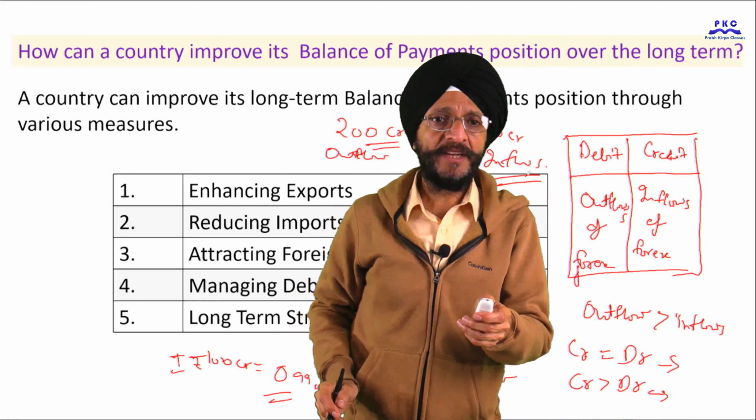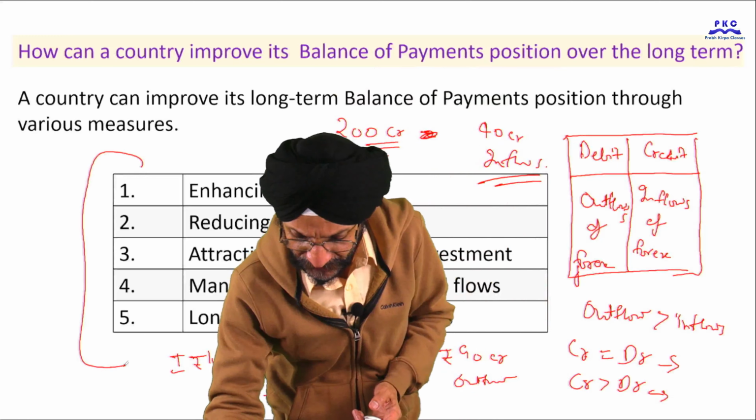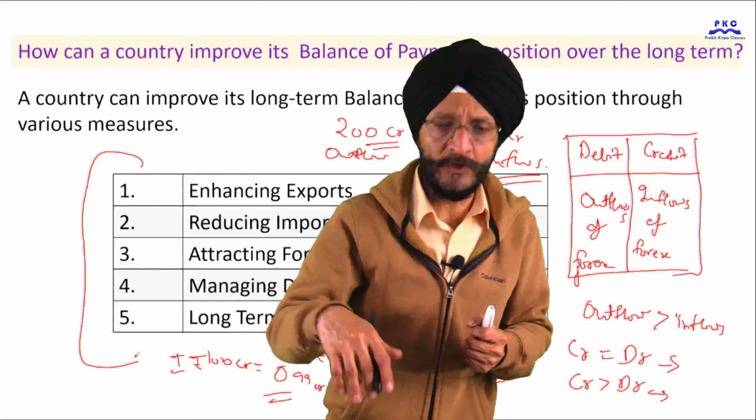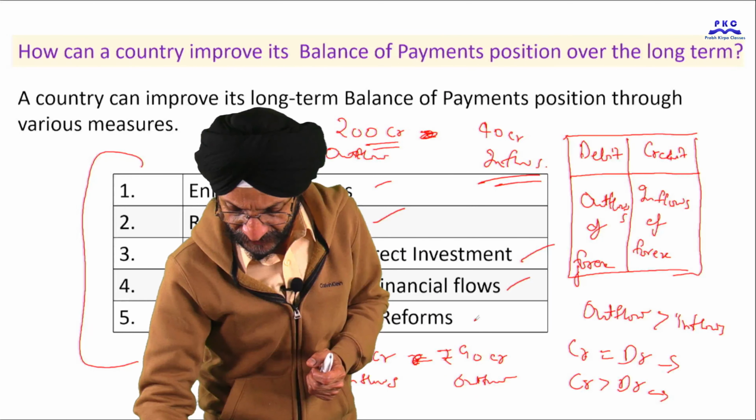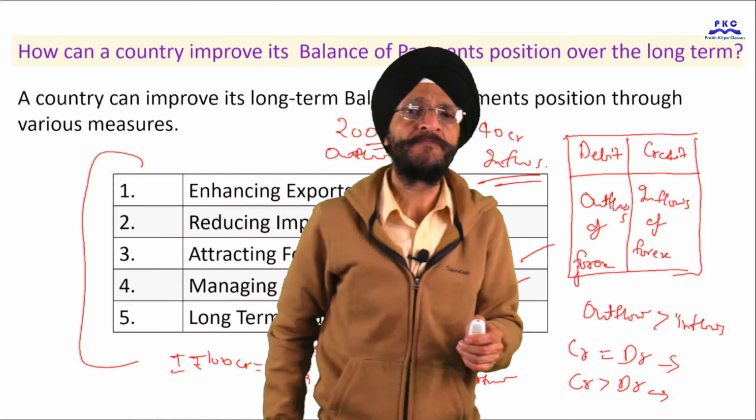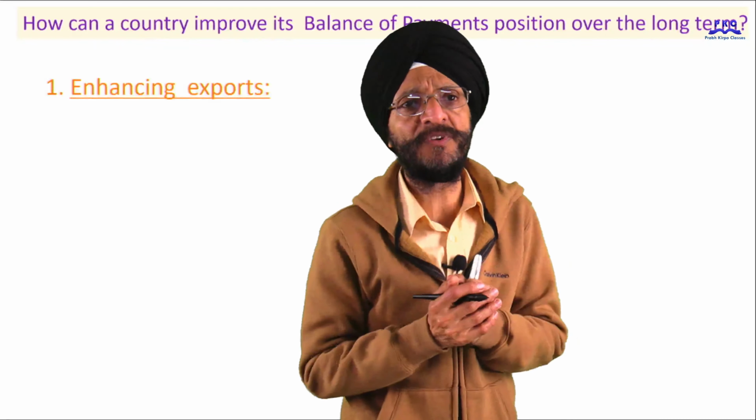First is enhancing exports. These are some of the steps which can be taken: enhancing exports, reducing imports, attracting foreign direct investment, managing debt and financial flows, and long-term structural reforms. Now we will discuss each of these one by one.